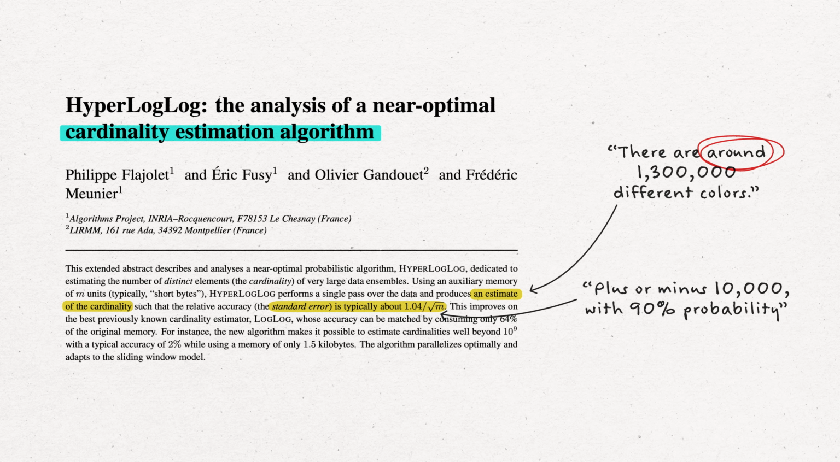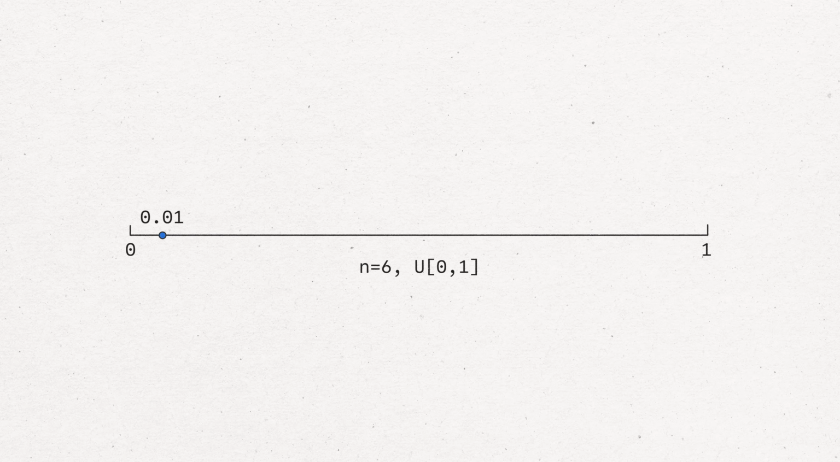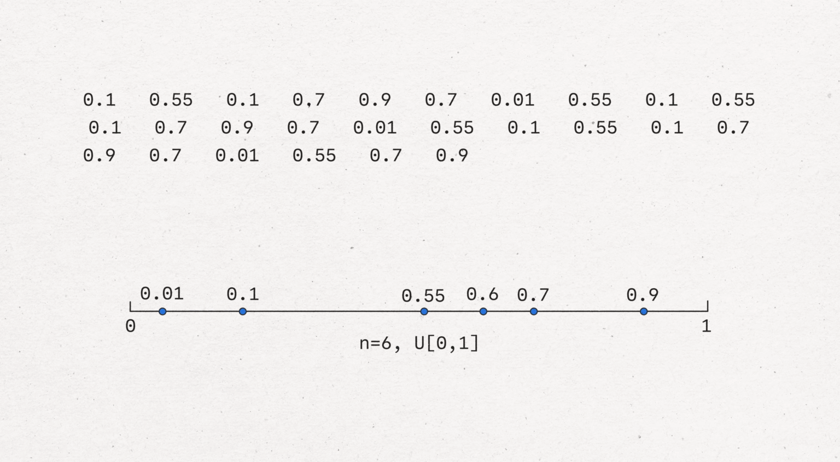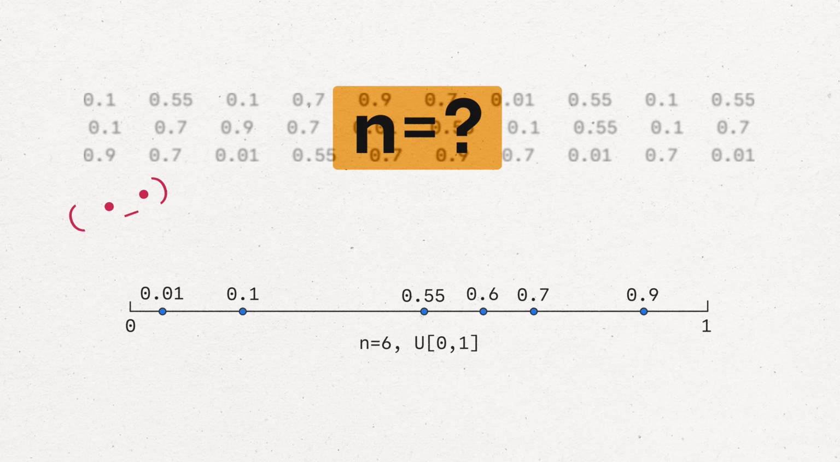To get a feel for how HyperLogLog works, let's start with a simpler example. Imagine I pick n numbers between 0 and 1 at random, but I don't tell you what n is. Then, I generate a stream of numbers by sampling from these n numbers over and over with replacement. Your job is to study the stream and come up with an estimate for n. How would you do it?